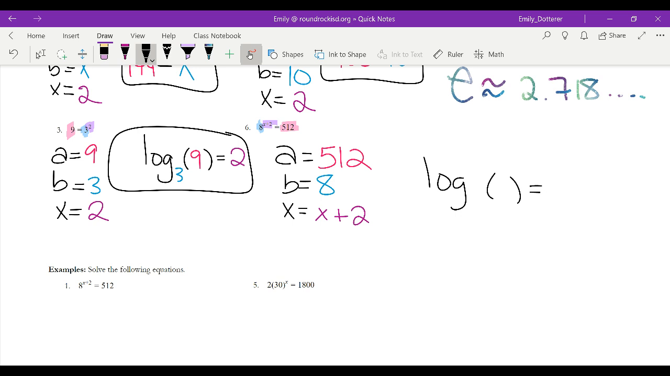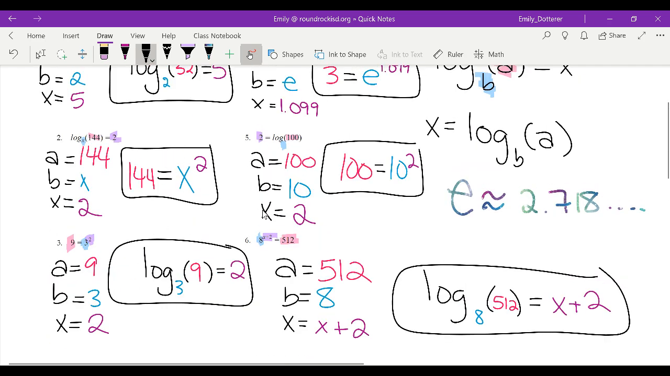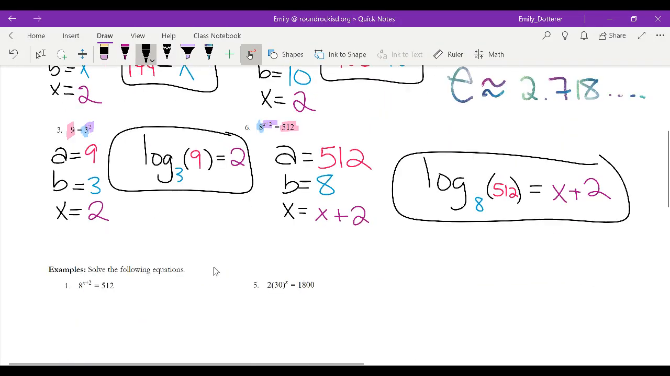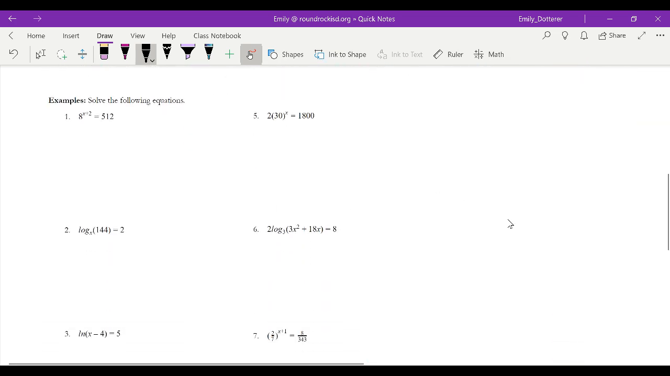So we've got log base 8 of 512 equals x plus 2. Okay. And there we are. Now we could have solved a couple of these, like we could have solved this one or this one, but all that we were asked to do was convert. So if you see the word convert, like convert the expression, then all you're doing is conversion. When you're solving, it's going to have the word solve there.